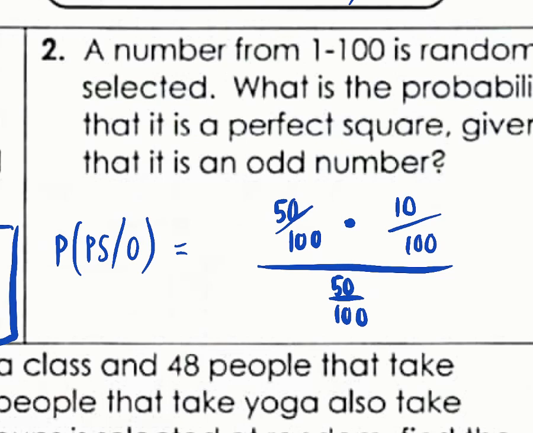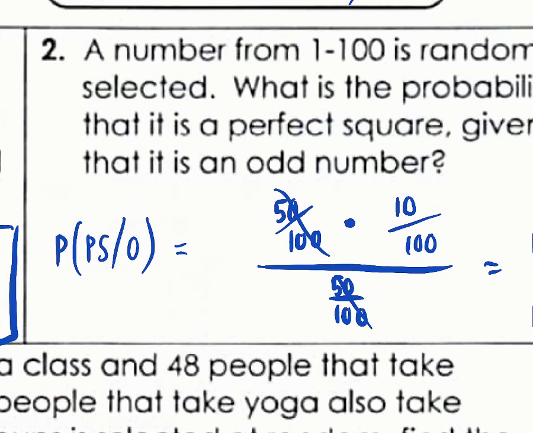Right, but see, I'm talking the standard way of doing this first, and then I'm going to show you my way, okay? So the 50 over 100 is my given that. The 10 over 100 is my perfect squares out of 100. These cancel, leaving me 10 out of 100, which reduces to what? 1 over 10. It works, guys, okay? I know it might be a little strange, but it works.